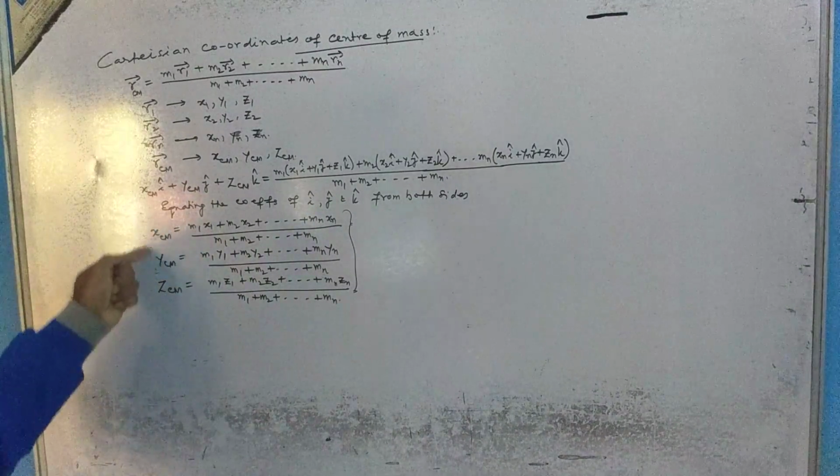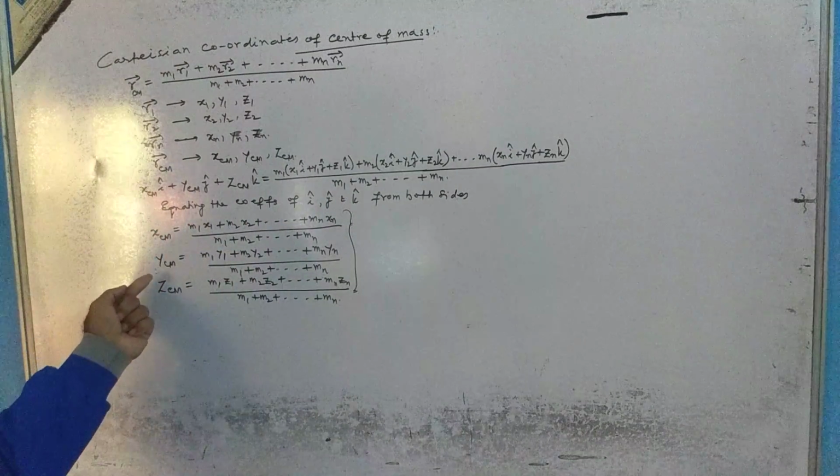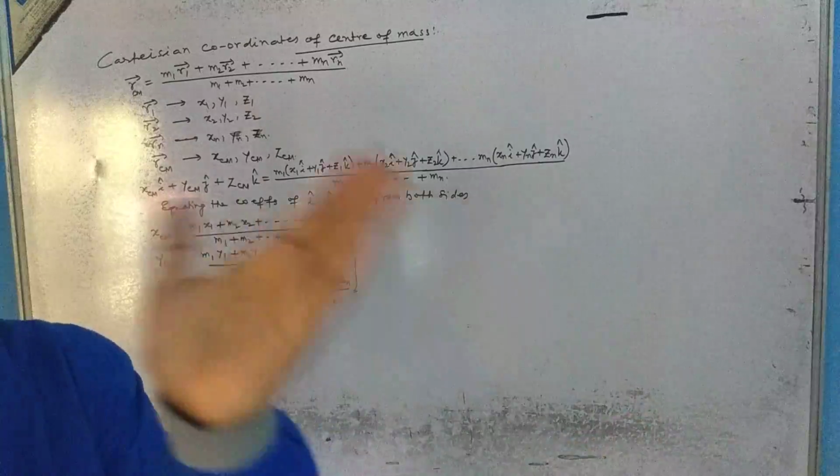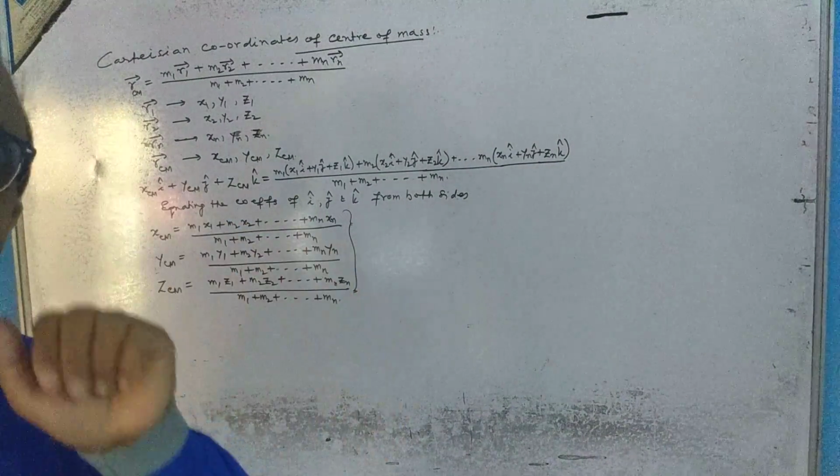Because with this scalar formula, we have found out the x coordinate, y coordinate and z coordinate of the center of mass. इसके द्वारा ही तुम न्यूमेरिकल्स सॉल्व कर सकते हो.